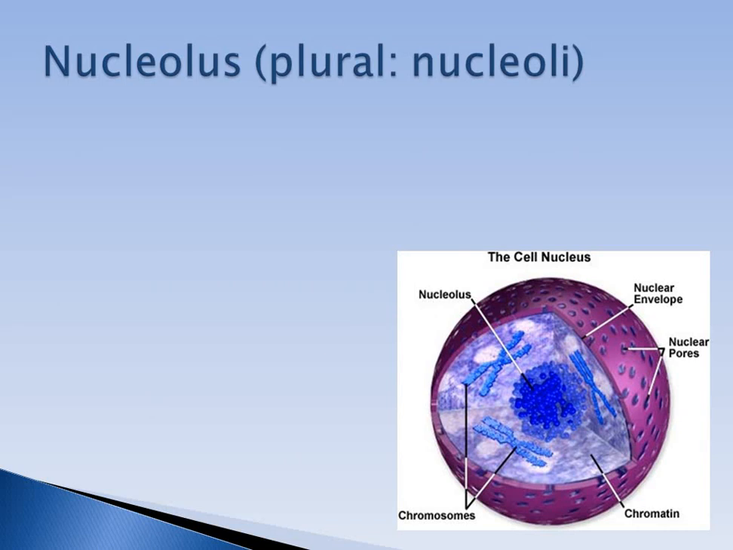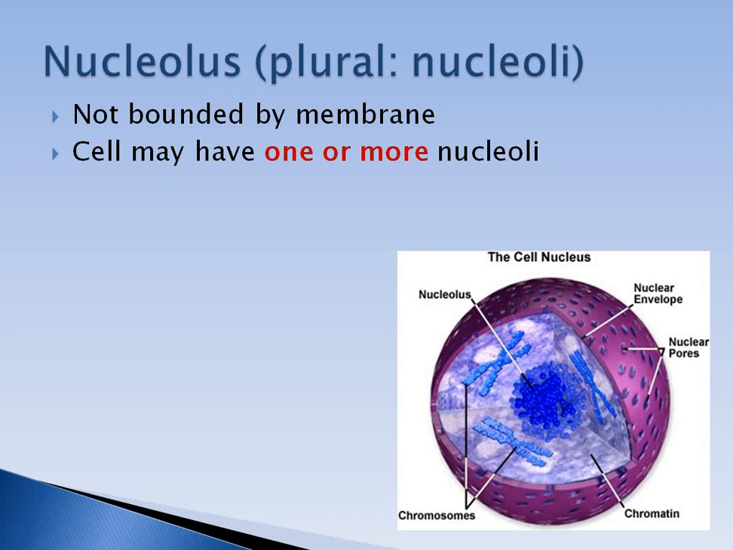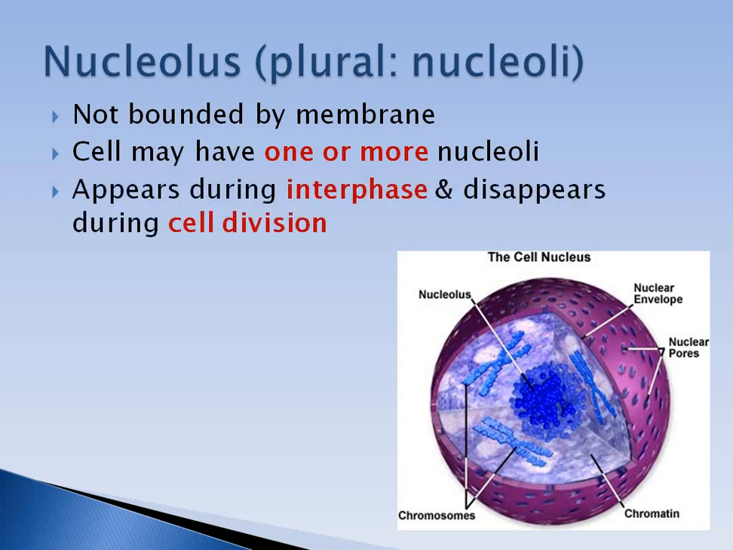Another component which is present inside the nucleus is called nucleolus. If they are more in number, they are called nucleoli. And nucleoli are not bounded by any membrane, and there may be a single nucleolus inside the nucleus in many cells, or there are many cells which have more than one nucleolus inside the nucleus. And nucleolus usually appears during the interphase and disappears during cell division. Interphase is a time period between the two cell divisions.